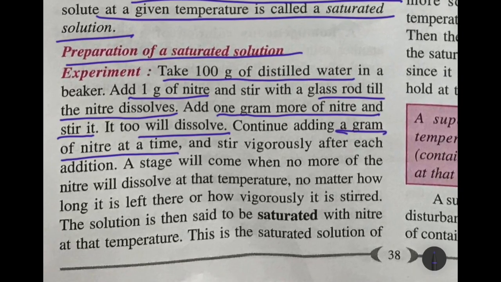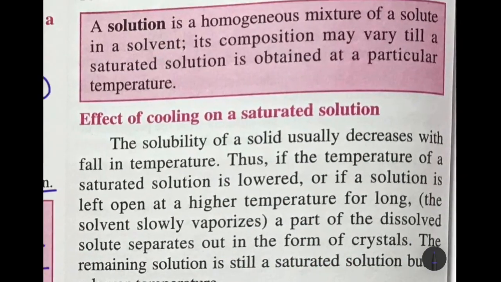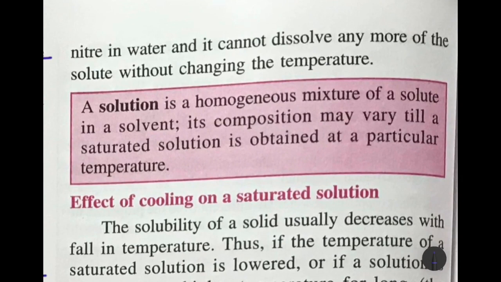And you will see a stage will come when no more of the niter will dissolve at that temperature, no matter how long it is left there or how vigorously you stir it. That means the solution cannot take in any more of the niter. That means the solution is now saturated with niter at that temperature. So this is the saturated solution of niter in water, because after that it cannot dissolve any more of the solute without changing the temperature. The temperature is kept constant, children.